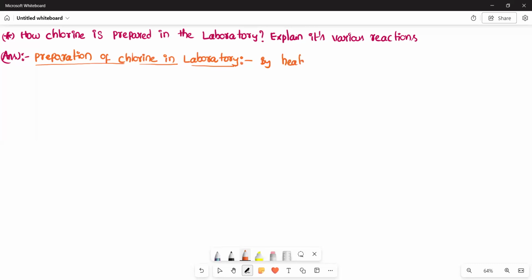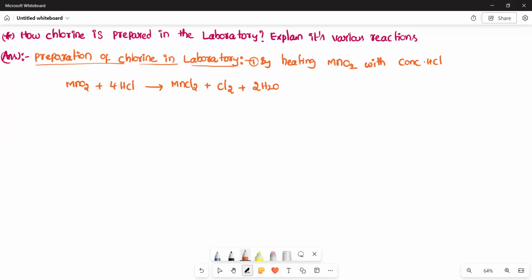by heating manganese dioxide MnO2, or according to metallurgy the pyrolusite, with concentrated HCl. So therefore MnO2, where the oxidation state of manganese is +4, plus 4 HCl gives rise to MnCl2, where the manganese oxidation state is +2, and Cl2, where chlorine oxidation state is 0, plus 2 H2O.